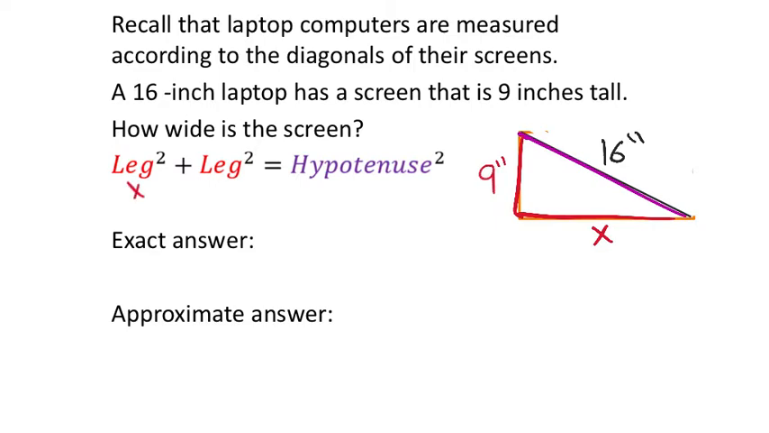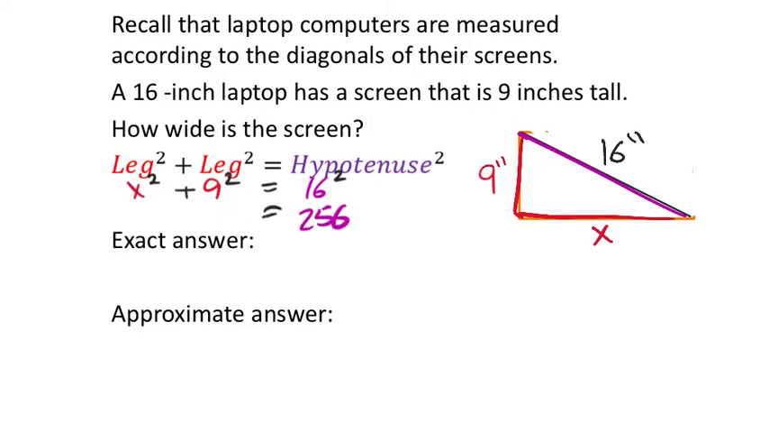I got x, and then I got 9. And then the hypotenuse is 16. So the two legs, square those, add them together, should be the hypotenuse, also as a square. So, in my calculator, is 16 squared. I'll start with that one. All right, so I got 16 squared, 256.